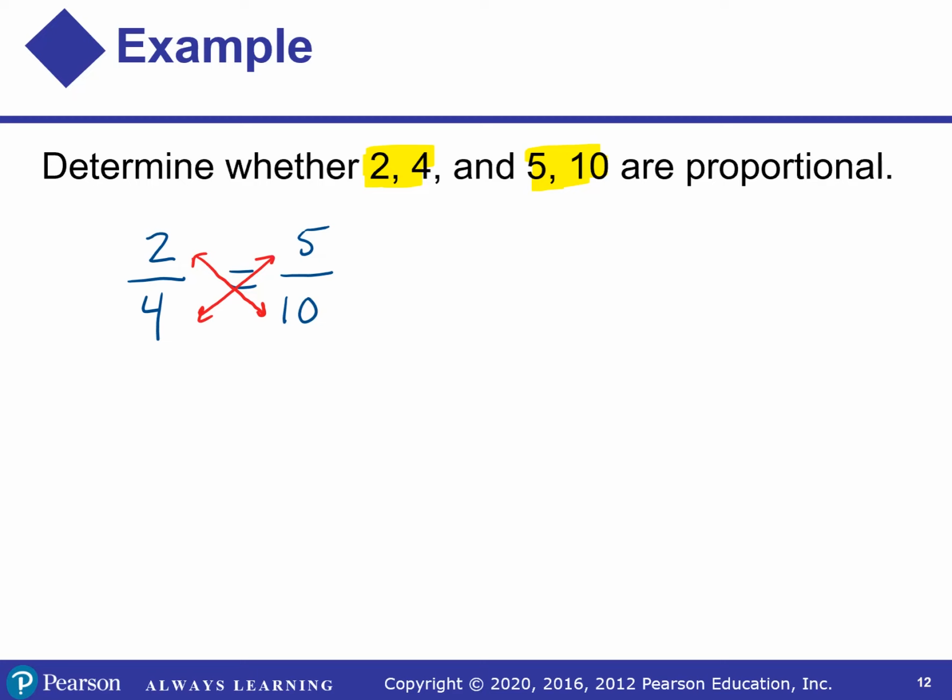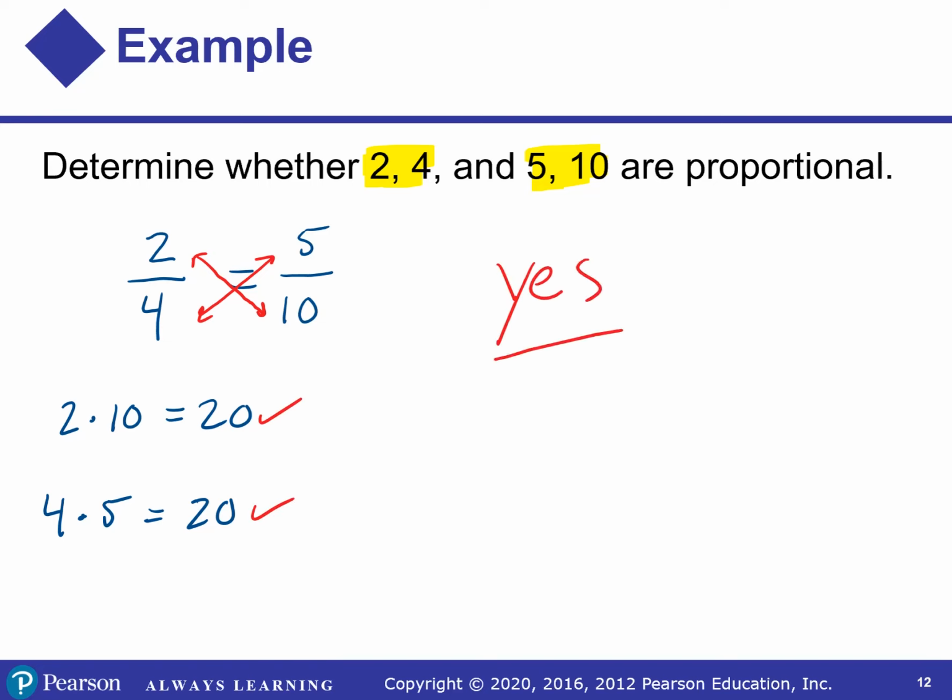So 2 times 10 equals 20. 4 times 5 equals 20. Well, they both equal 20, so yes. The answer is yes. These two ratios are proportional. And if we got different numbers here, then the answer would be no, they're not proportional.